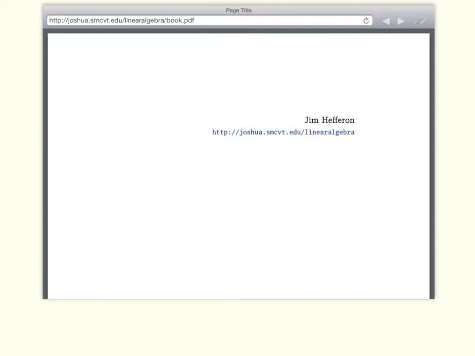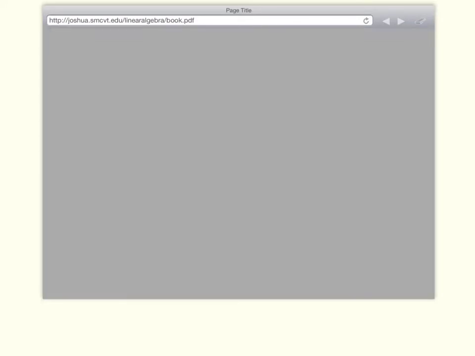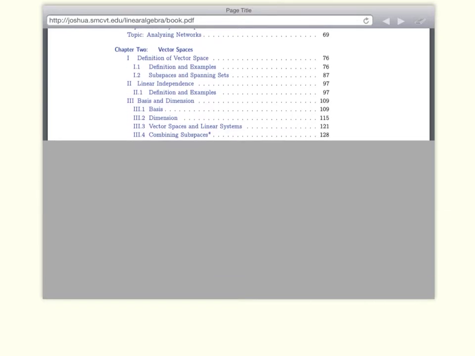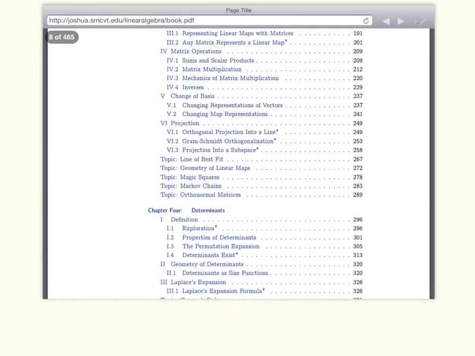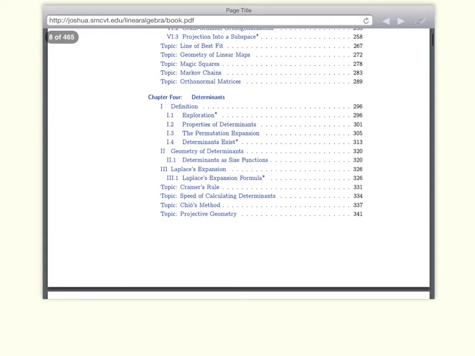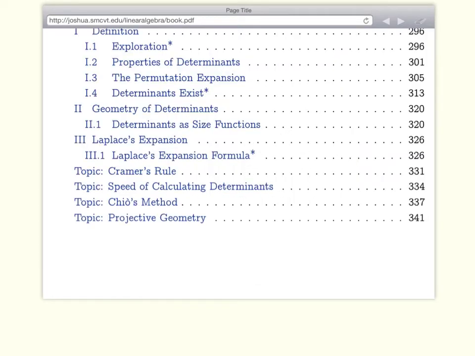Alright, this is a quick read-through of Cramer's rule as presented in the book by Mr. Heffron, right here. Linear algebra. Right, where is Cramer's rule? It's in the chapter about determinants. Let's have a look. Chapter 1, Chapter 2, 3, Chapter 4. Here we are. Topic, Cramer's rule. Let's pick that and see what he says.